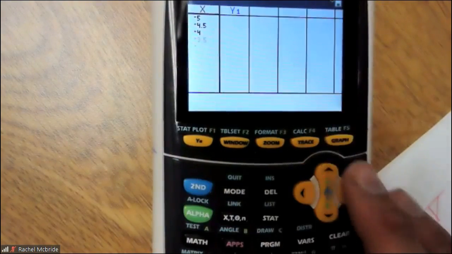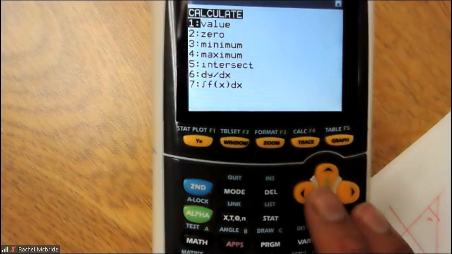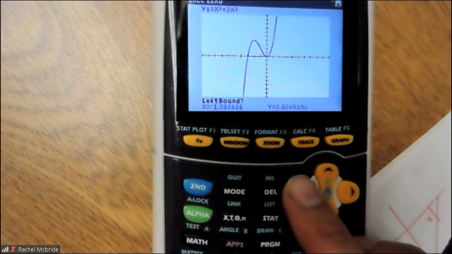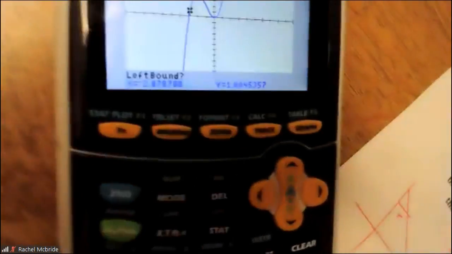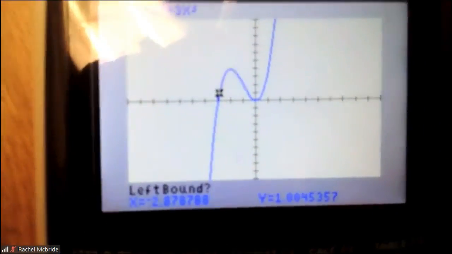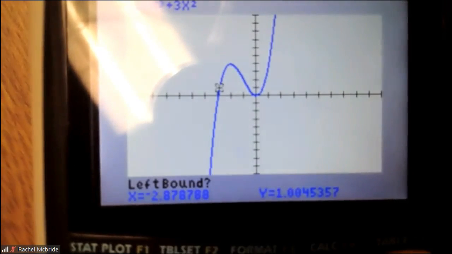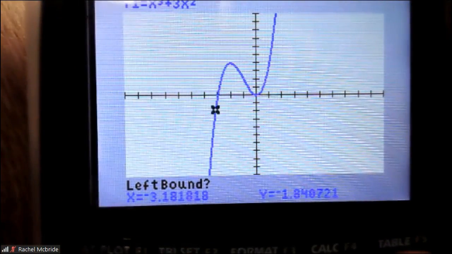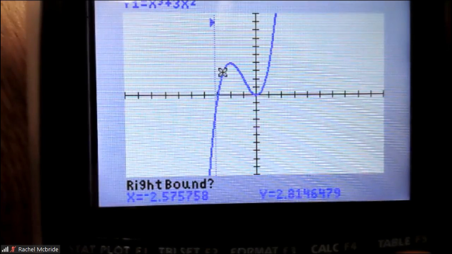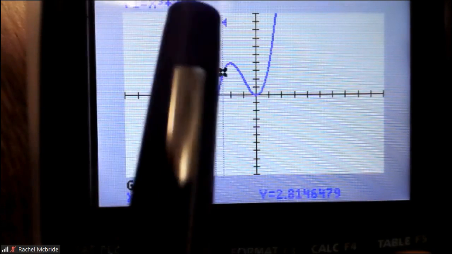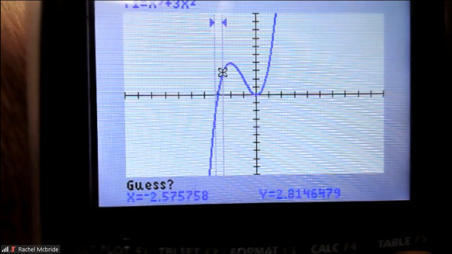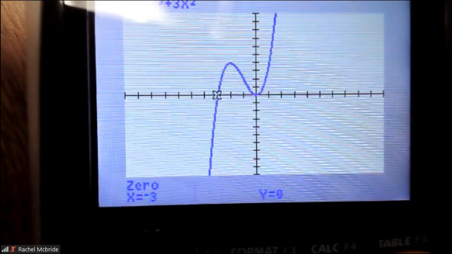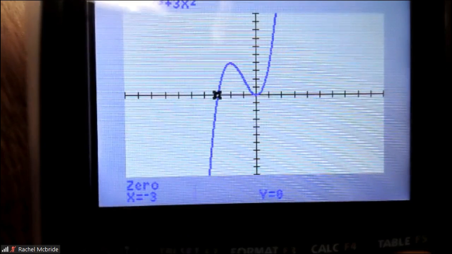To find the zeros, we're going to go to second trace. We're going to go to option 2. So the zeros are where it crosses the x-axis. So in this case, my 0 is going to be right here. So where it says left, I need to go below. Hit enter. Then I need to go above the 0 and hit enter. So those dashed lines are around the 0. Your guess doesn't matter. And I see that I have a 0, aka a root at -3.